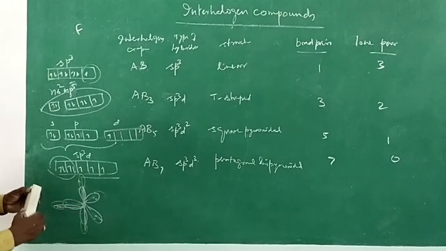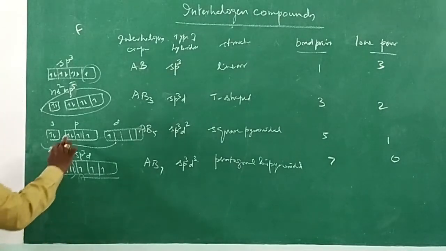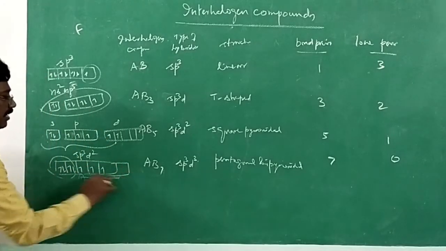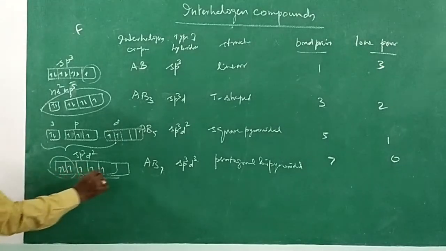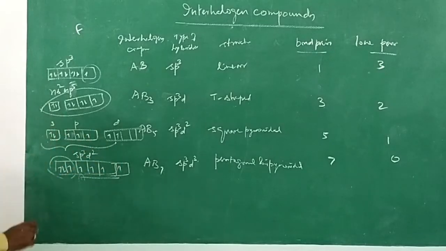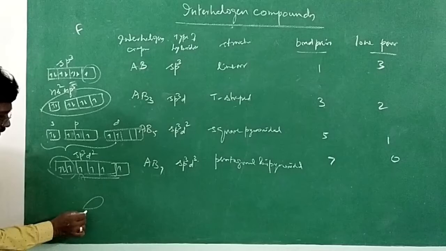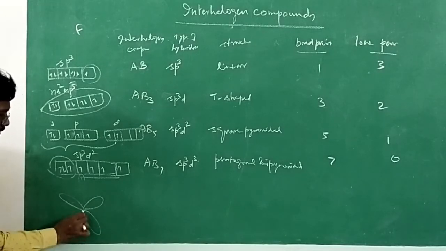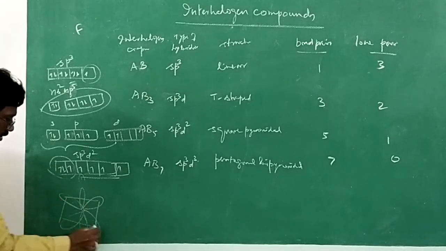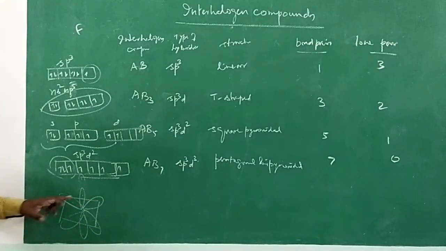In the case of AB5, just increase one number. This electron will be shifted here. So sp3d2 hybridization. So 1, 2, 3, 4, 5: 5 singly filled orbitals, 1 lone pair. It will be totally 6 orbitals. Therefore 1, 2, 3, 4, 5, 6. Square bipyramidal. It can be called octahedral also.